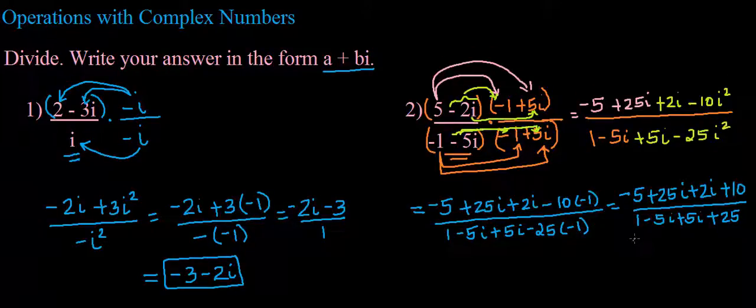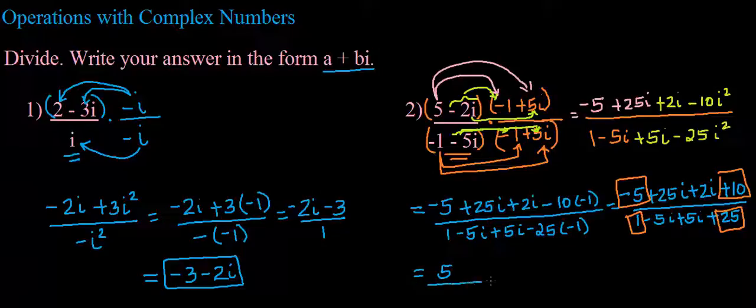Now I'm ready to combine the like terms. I'm going to grab the real parts, and I'm going to add them together. And then I'm going to grab the imaginary parts and add them together. So for my numerator, I end up with negative 5 plus 10. That's going to give you 5. In the denominator, my real parts are going to give me 26.